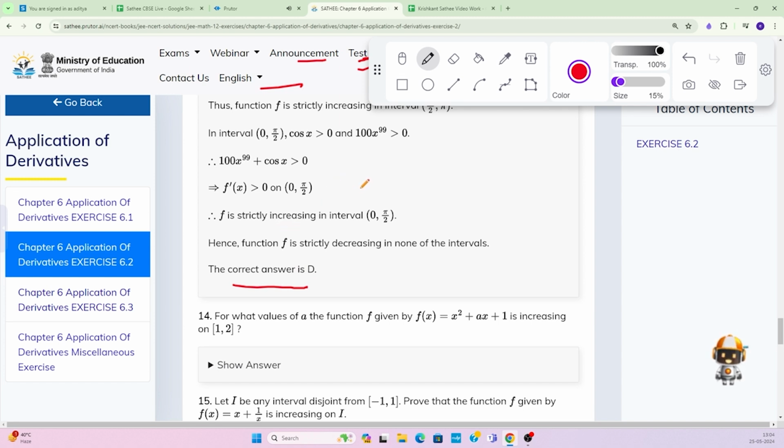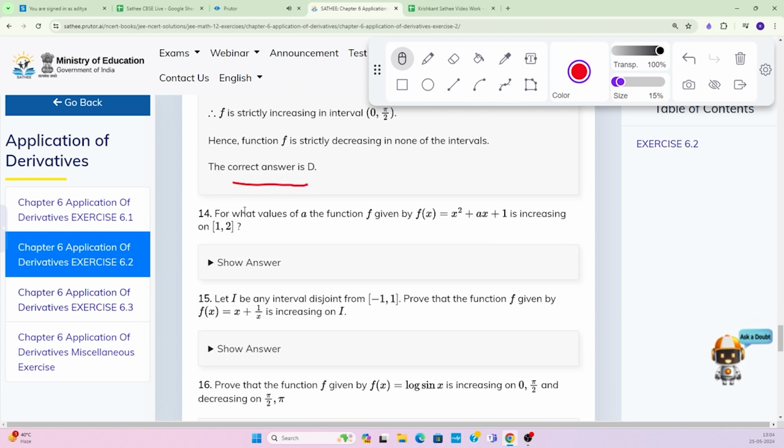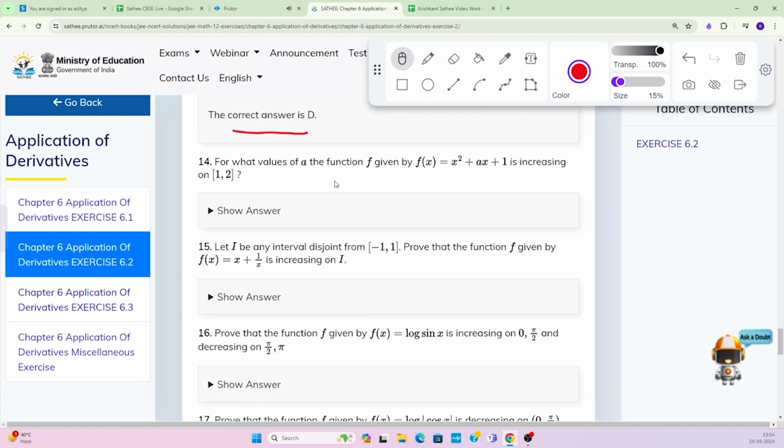Okay. I hope it is clear to you. Let us move to the next problem, problem number 14. Your function is given like this, x square plus ax plus 1. You have to find the value of a, the coefficient of x, where the extra information given to you is that your function is increasing in the closed interval 1 to 2.